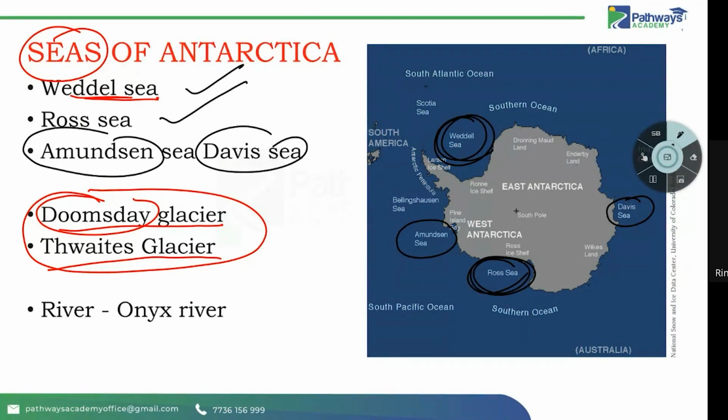And Antarctica has one major river system. We are not aware of that river. Antarctica also has a river known as the Onyx River. Most of the glaciers are melting, but the most gigantic glaciers melting in this region are Doomsday and Thwaites Glacier.